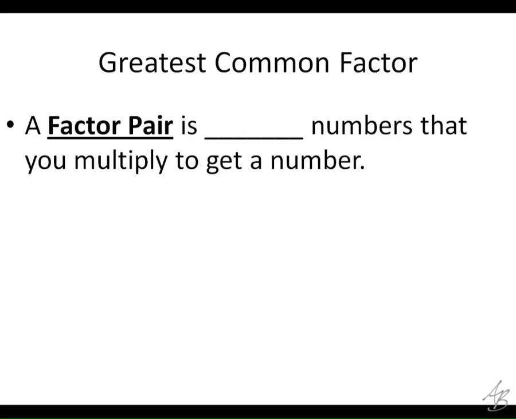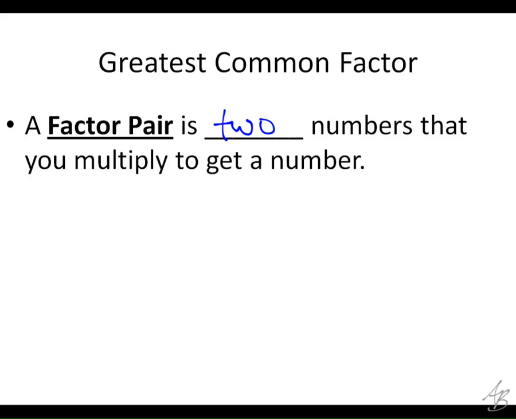A factor pair is what? What do you think? No, doesn't have to be even. What do you think, Aiden? 2 numbers, exactly. So a pair, if you think about what a pair is, a pair of shoes is how many shoes? Or a pair of gloves? 2, right? So a factor pair is 2 numbers that multiply to get a number. All right, so it's 2 numbers that go together.